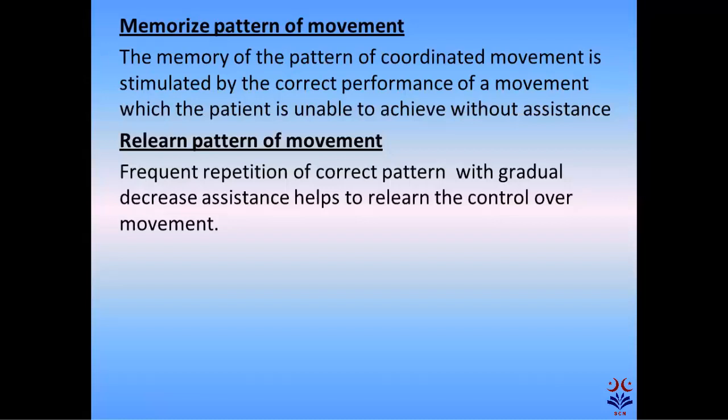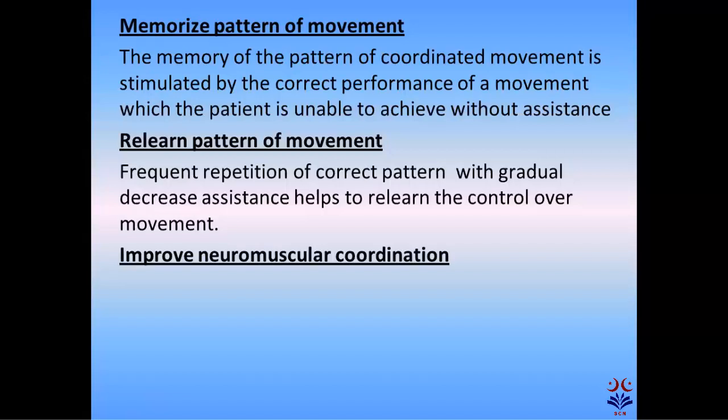And if we do not provide the assistance to the muscles, the pattern of movement can be lost from the nervous system, and it could be forgotten by the muscles. But by the use of assistance to the contracting muscles and by achieving the full range of motion of the joints, the pattern of movement can be memorized, remain memorized, and could be relearned after its loss.